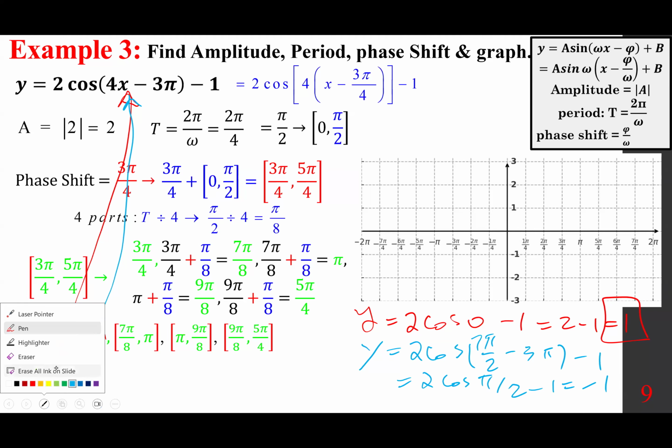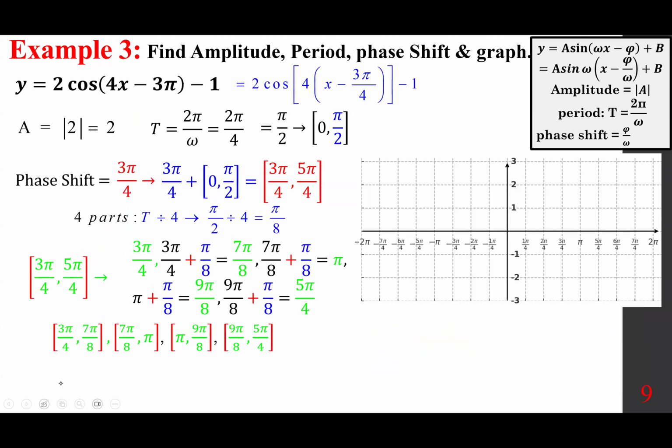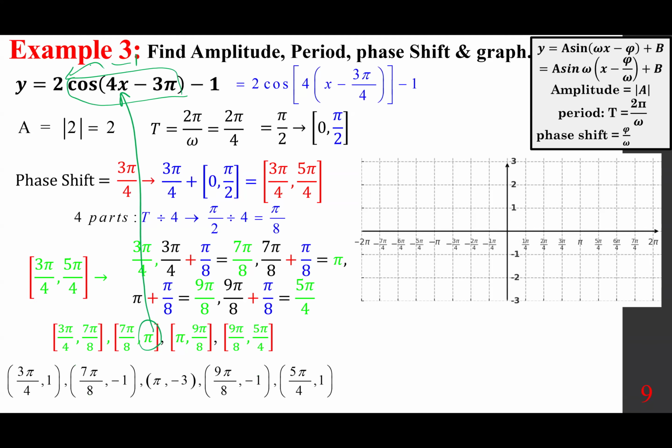Let me do quickly one more. Pi. If you put pi here, 4 pi minus 3 pi is pi. Cosine of pi is negative 1. Negative 1 times 2 is negative 2. Minus 1 is minus 3. So those are the pairs, everybody. Okay? You can easily figure out the pairs.